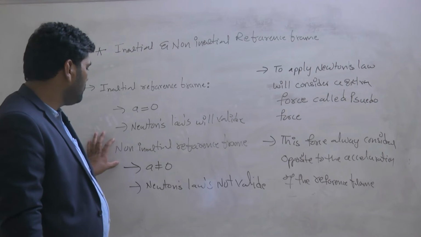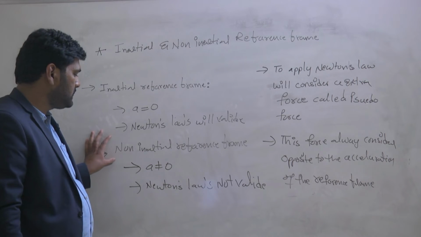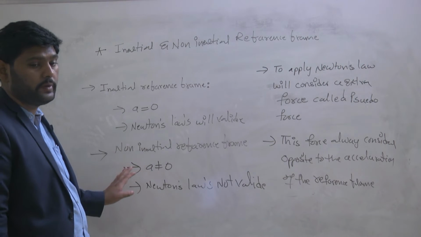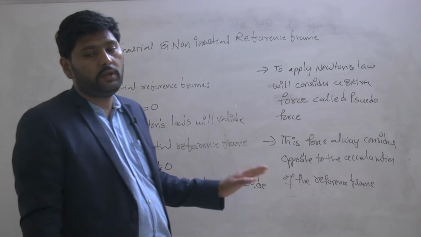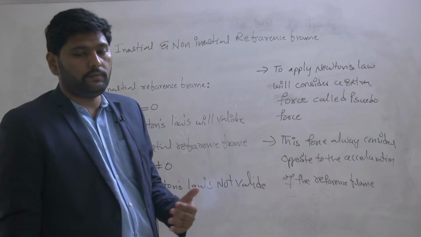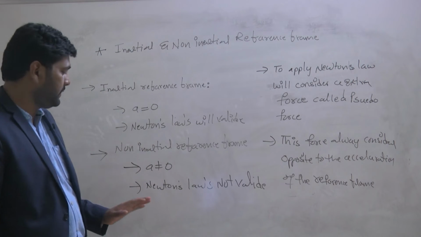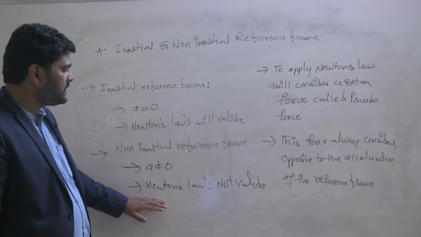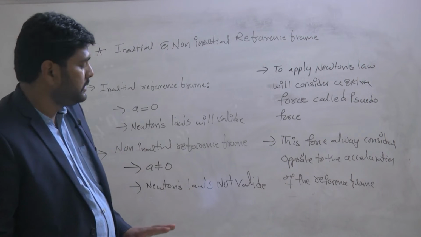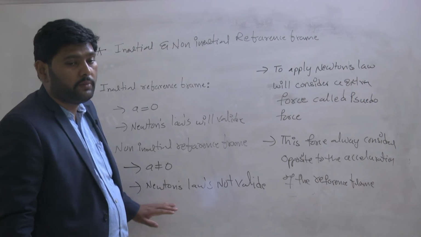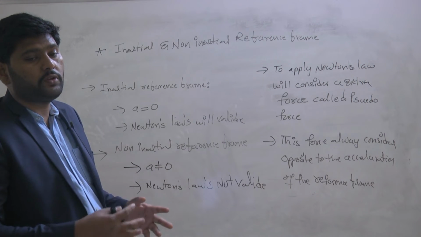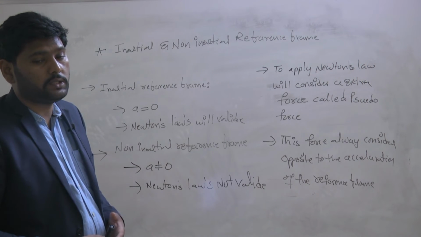Similarly, we have one more reference frame, called the non-inertial reference frame. What is meant by a non-inertial reference frame? It is a frame having acceleration. And in this non-inertial reference frame, Newton's laws will not be valid. Understand? But how do you explain the motion of an object without applying Newton's laws?